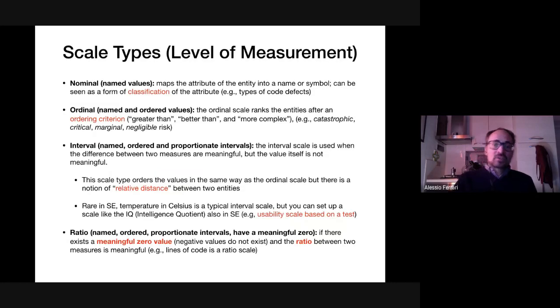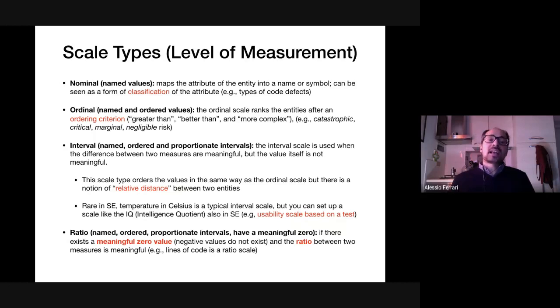Scale types. We spoke about scales. We understood that, according to the example that I gave, they can be numbers, but they can also be words. So this already gives a hint that there are some differences in the types of scale. And here you have a list of the different types that go from the least powerful, the nominal scale, to the most powerful, the ratio scale.